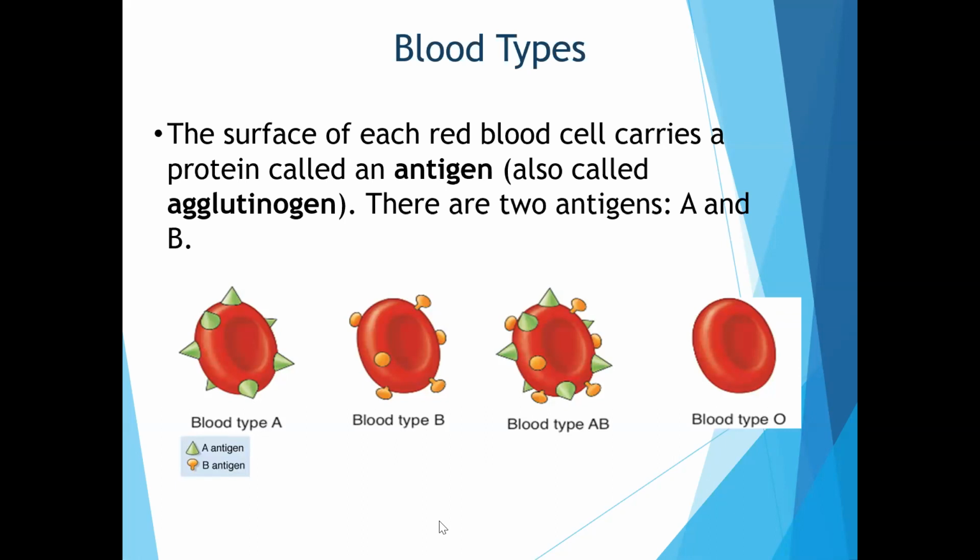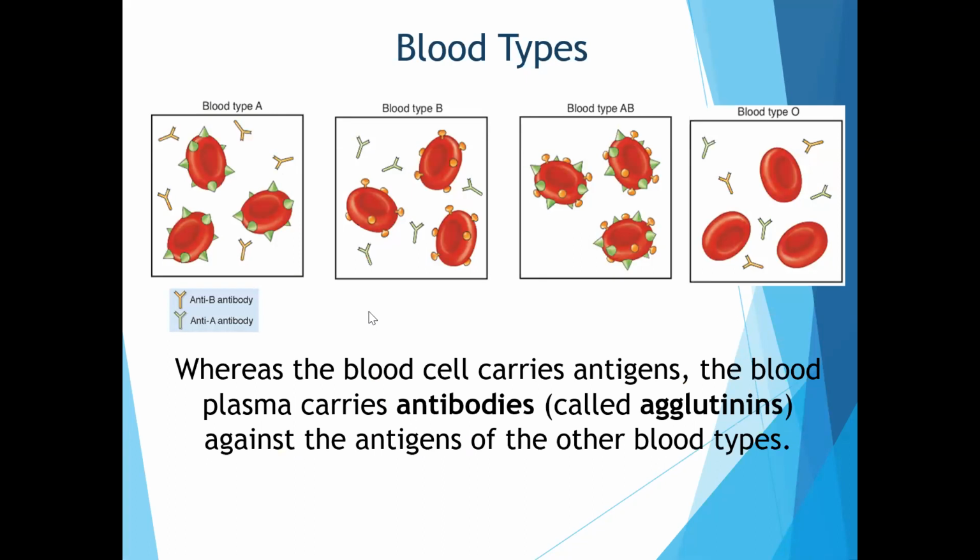Okay, we're going to talk about blood types next. So I'm sure you all have heard of the different blood types, but I'm not sure if you know why they are known by the different letters. So each blood cell has an antigen, which is also in this case known as an agglutinogen. So when it comes to our blood, we have antigen A and antigen B. So A is represented by these green triangles, B is these orange dots, and AB has both the A antigen and the B antigen, and type O has none.